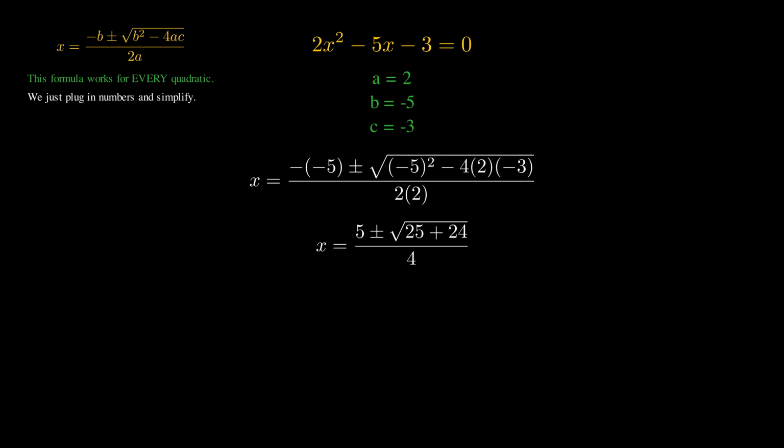Negative b becomes positive 5. Negative 5 squared is 25. Subtracting a negative turns into adding. The square root of 49 is 7. With plus, x equals 3. With minus, x equals negative 1/2.